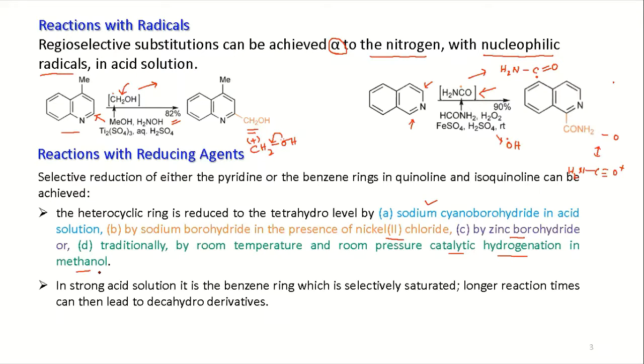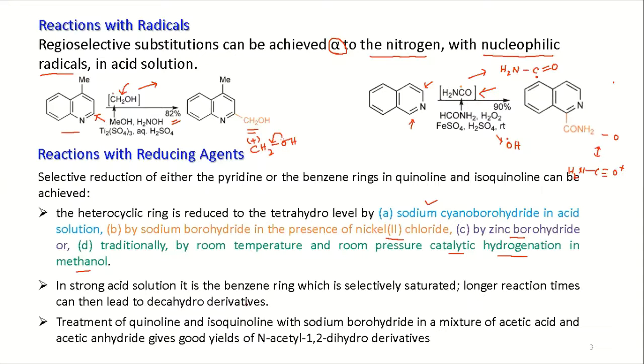Second class of reagents is the strong acid solution. It is the benzene ring which is selectively reduced, so benzene can be converted to the saturated one. Longer reaction times can also do the full reduction of the quinoline or isoquinoline. That means you will have a completely decahydro derivative. So all will be reduced if you run the reaction for a longer time.